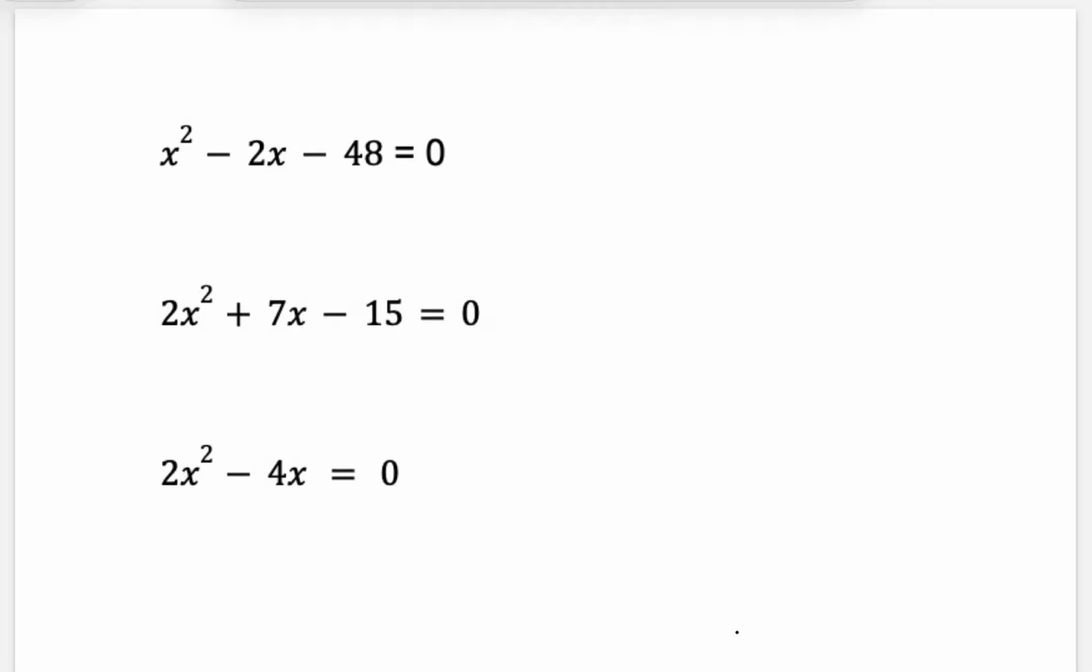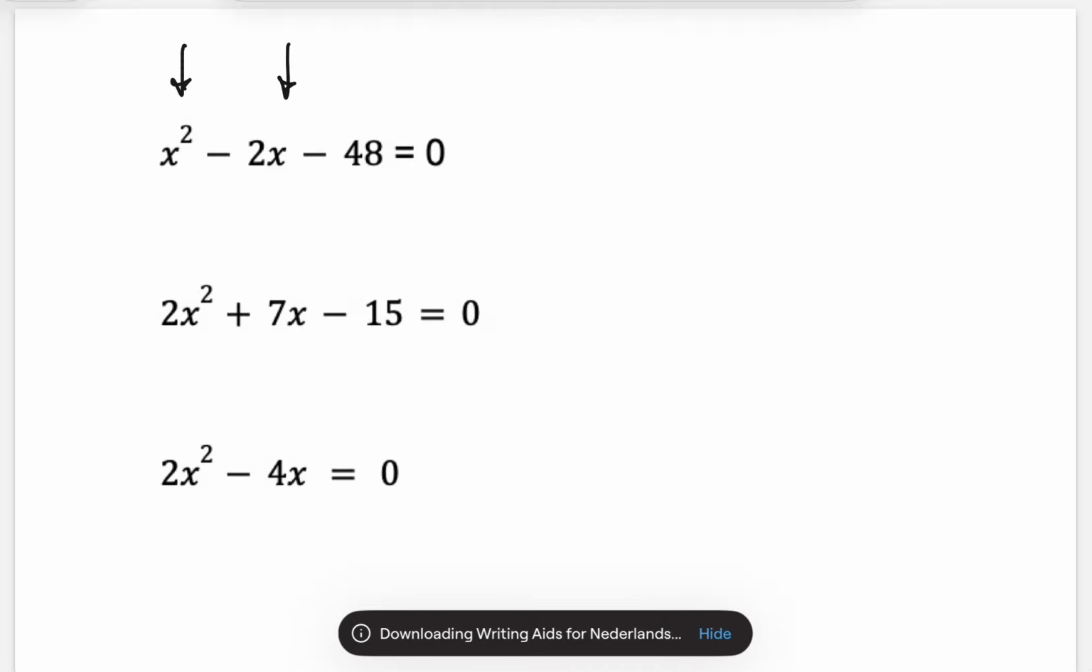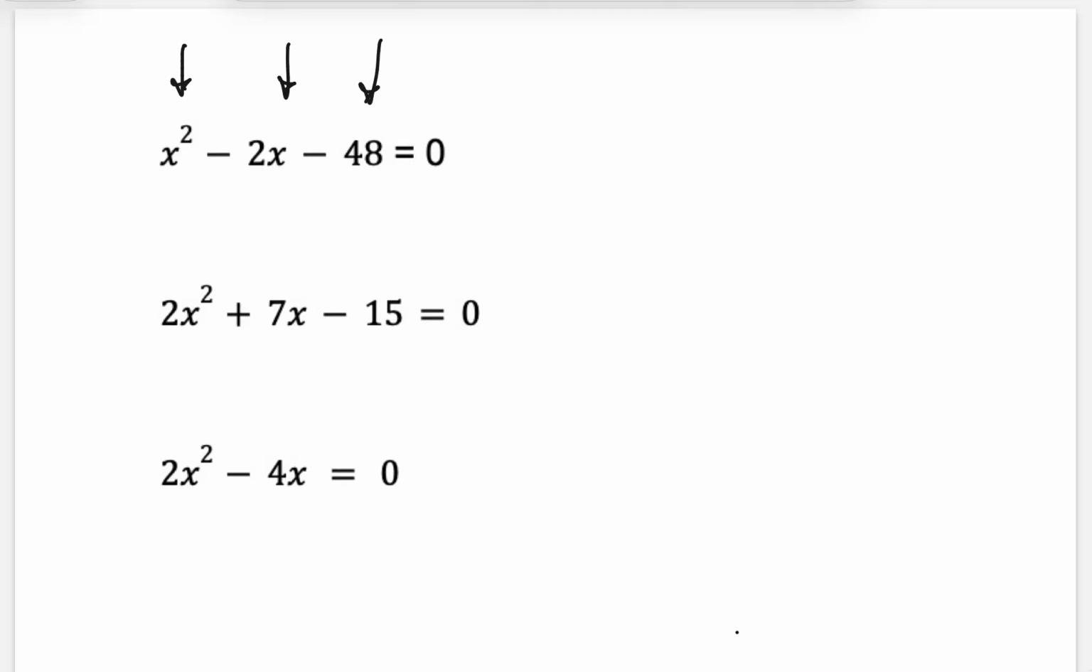That means we have an x squared, we have an x, and then we have a constant that is not 0. Both of the first 2 are trinomials, and we're going to talk about how we factor trinomials. The thing to notice about the difference between the first and the second one is that there is not a number in front of the x squared on the first one. That means that we have a 1 there, and it makes it slightly easier to factor.